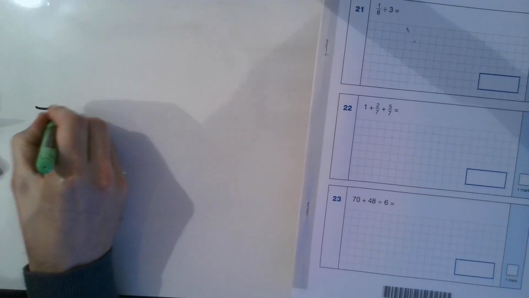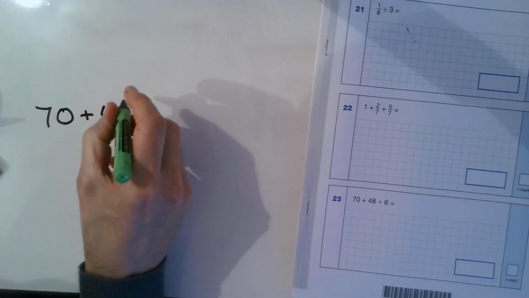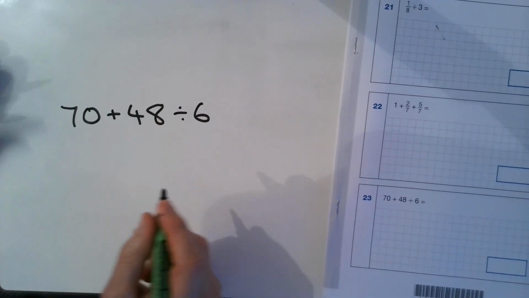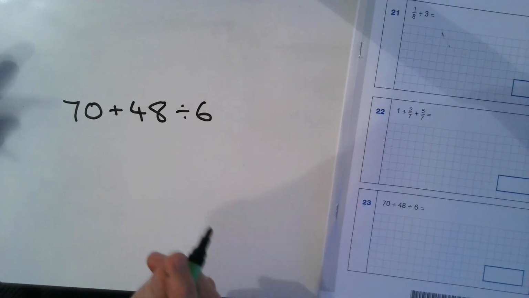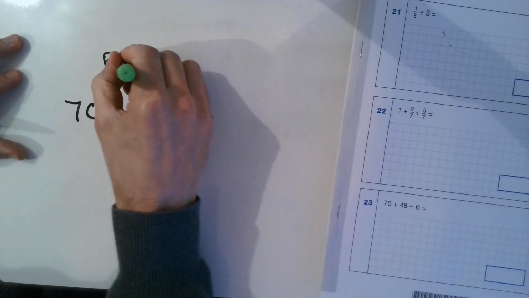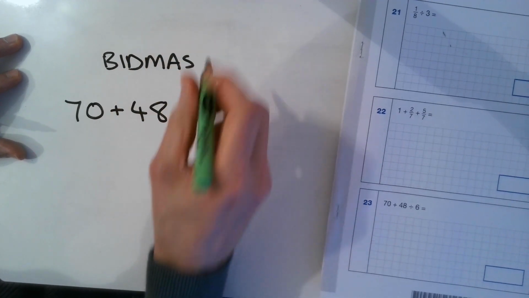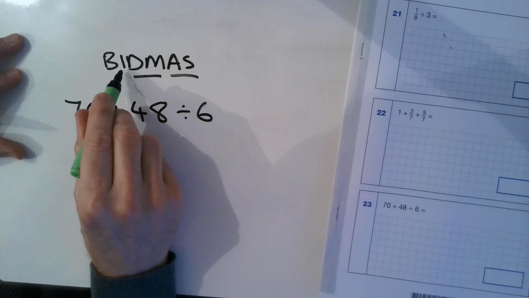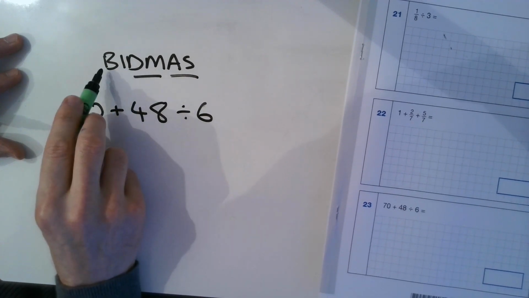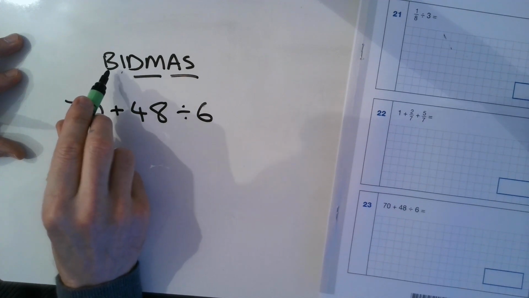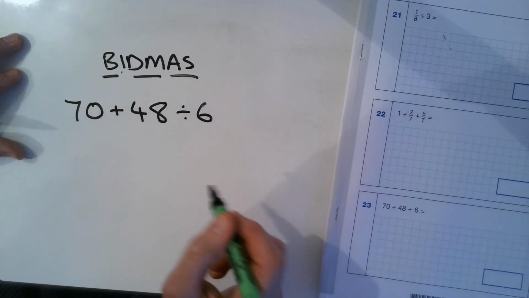And that is 70 add 48 divided by 6. Okay, so first thing you need to do here, this is BIDMAS. So, BIDMAS. That's addition and subtraction, division and multiplication. We don't really need to worry about indices yet. You'll be using those in secondary school, and that's brackets. That stands for brackets. So there are no brackets there.